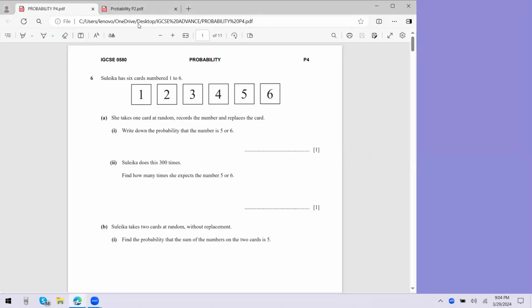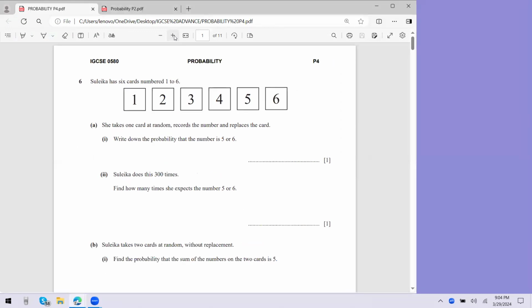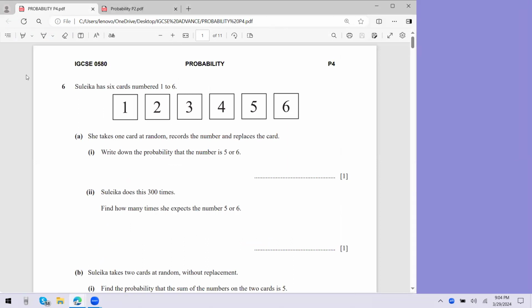Okay, so while we wait for the whole class to join, we can start the P4 question, the one which we left yesterday. We will discuss it when everyone has joined. So now, if you have any questions so far, any problems, you can ask.